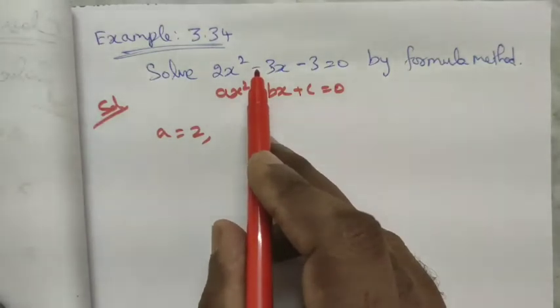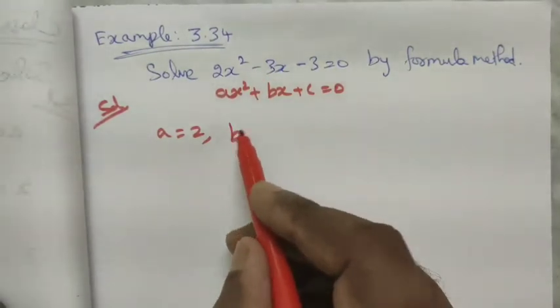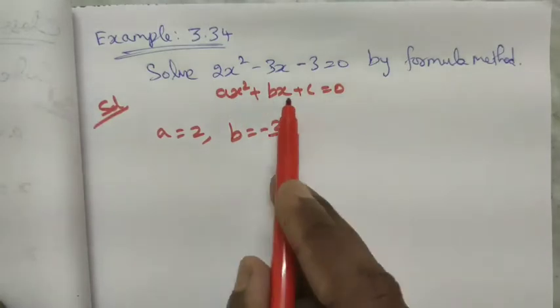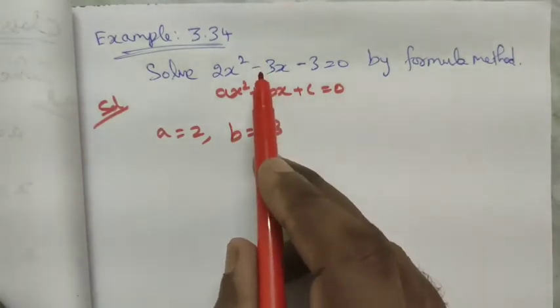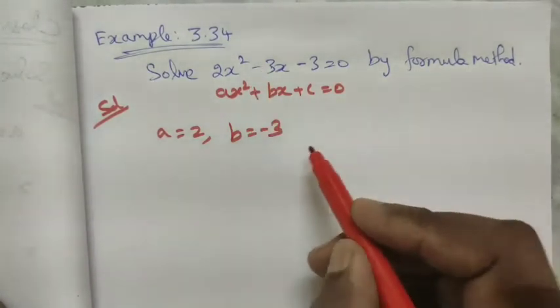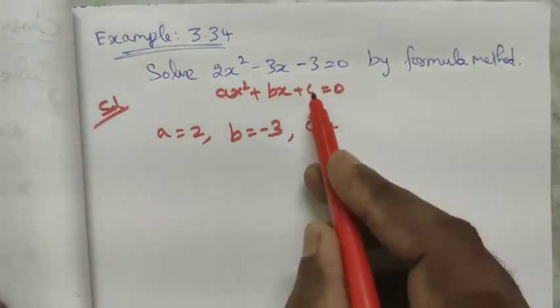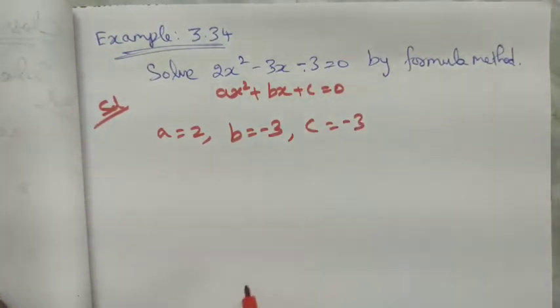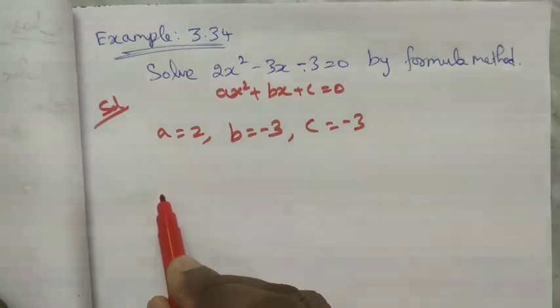Here we have a negative value, so we have to take the negative also. In the formula we have only positive, so wherever it has the negative, just take the negative value also. And then the place of c is equal to minus 3, right? What is the formula for this equation?